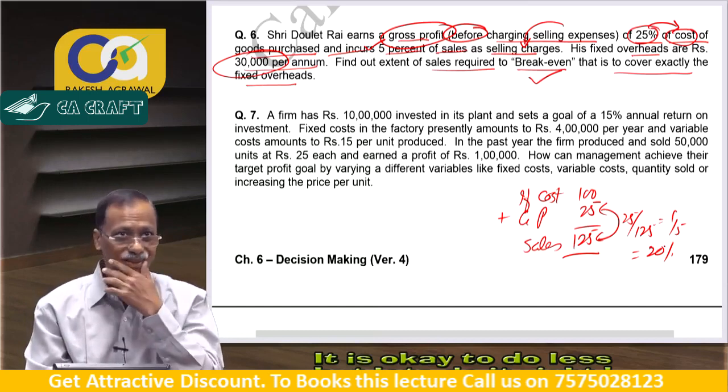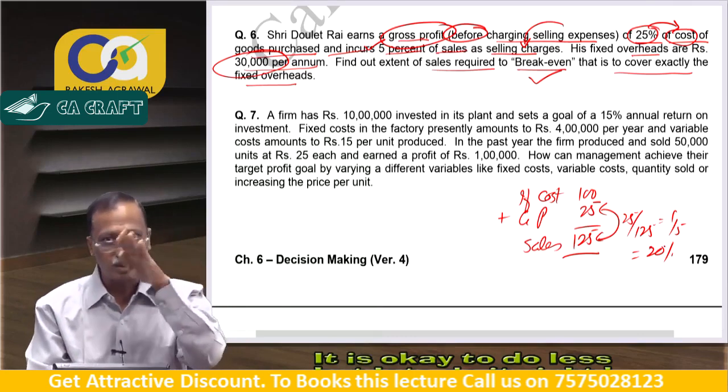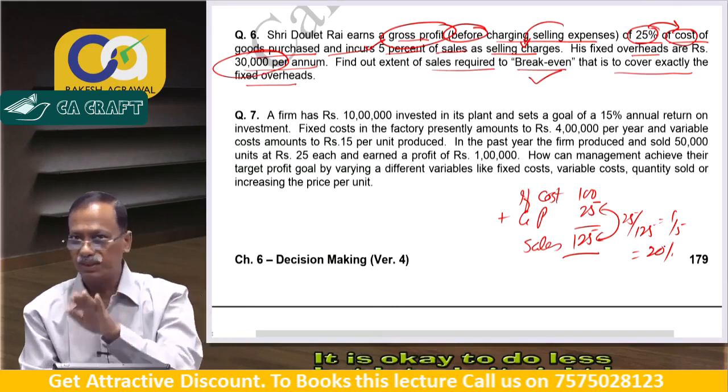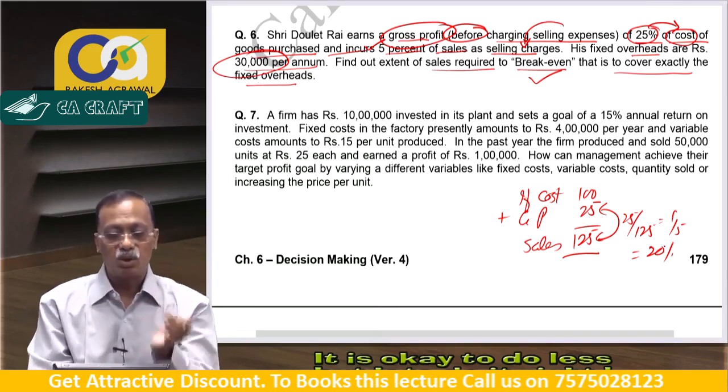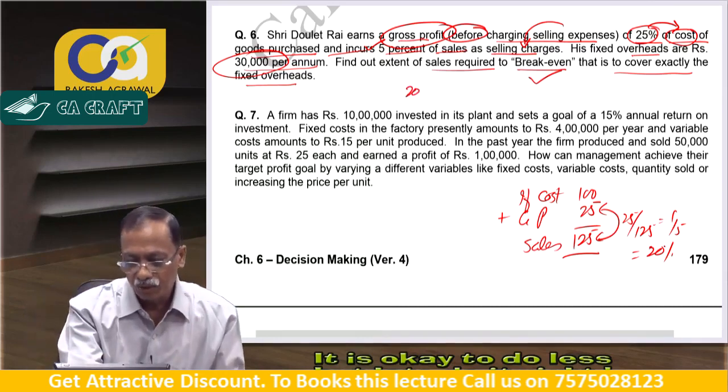Up to this is clear? This is just change of base. I've changed the base of gross profit from percentage of cost to percentage of sales. 25% of cost will become 20% of sales. That is point number one. So I got 20% as GP ratio, percentage of sales.